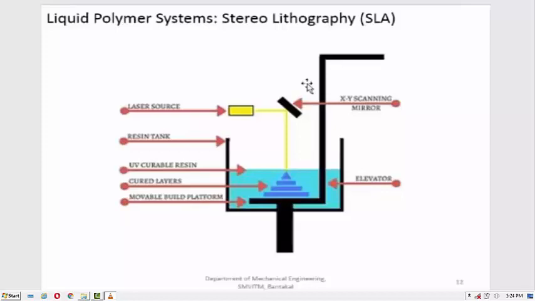Then what is the disadvantage of this particular process? The main disadvantage is the limitation of material. Only materials which can be hardened in the presence of UV light can be used. So only polymers which are activated by light can be used. No other material can be used in this particular process. That is the primary disadvantage of this particular process. That is stereolithography.